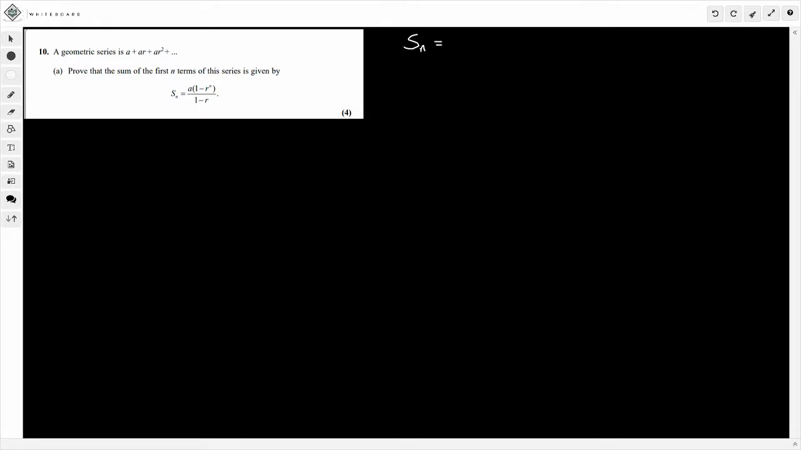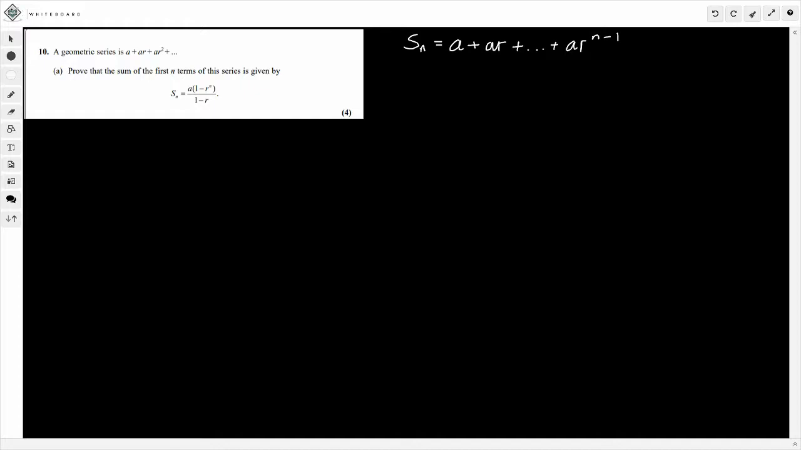Like it says here, it's going to be a + ar, and it's going to carry on all the way up to the nth term. So it's going to be all the way up to plus ar to the n minus 1. That's our nth term, where the sequence will finish.